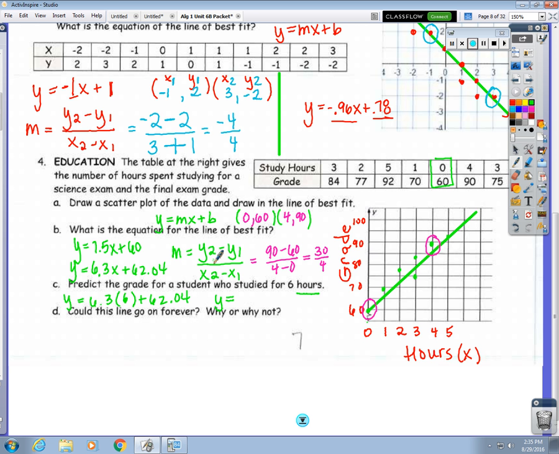Well, it's got to be bigger than that because you're adding 62 to it. Oh, yeah, you got to add 62. 99.84. Okay, 99.84, which, yes, in the grade book would be a 100. Okay, could this line go on forever? No. Why not? Ends at 24. No, you could study more than one day. But why could it not keep going up? Right. The max grade is 100.